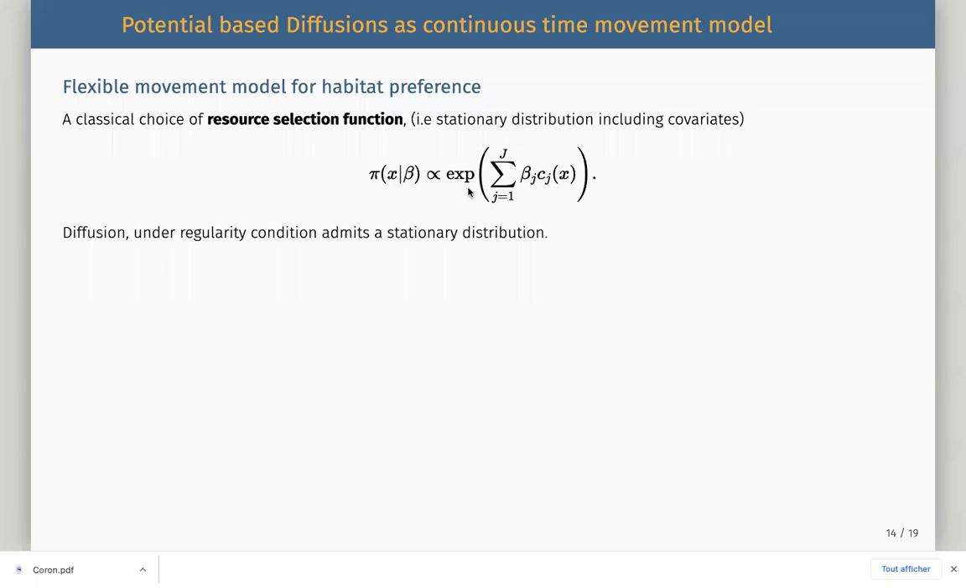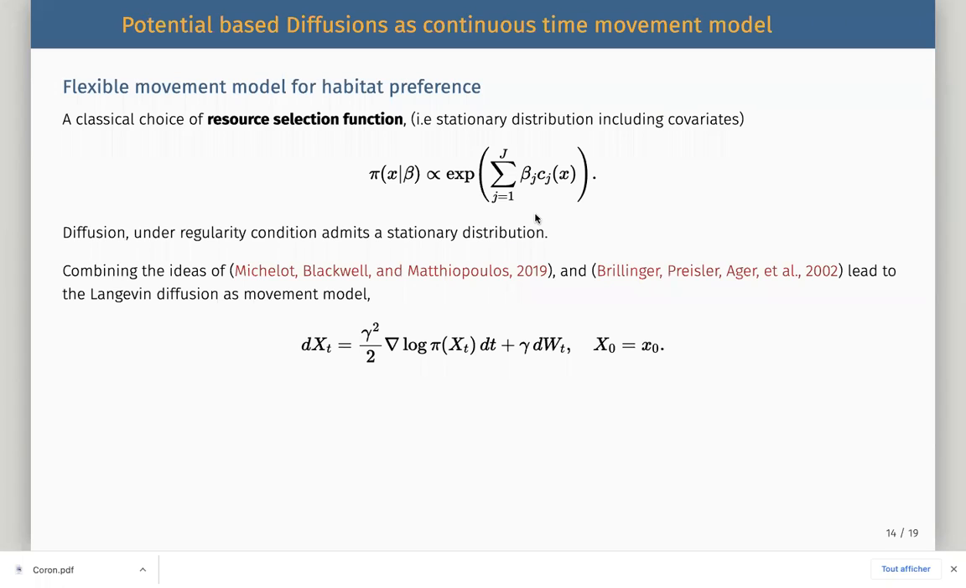And when ecologists want to estimate this kind of model, classically they use presence-absence data, and they try, using some point process model, to estimate these coefficients. But this kind of presence-absence data is quite difficult to get, and telemetry, the fact that you can put a GPS on an animal, makes it easier to have position data, except that there is some dependence over time in this trajectory data. So we'd like to estimate this kind of stationary distribution using trajectory data.